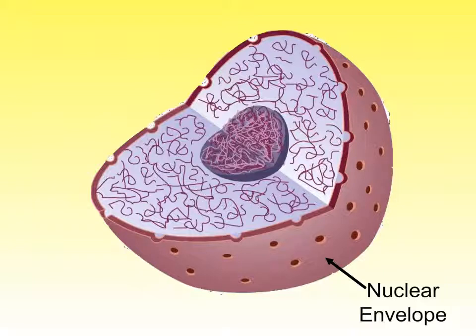This is a diagram of the nucleus. The nuclear envelope separates the nuclear contents from the surrounding cytoplasm. At intervals, the double membrane comes together to form nuclear pores, which regulate the passage of materials into and out of the nucleus.